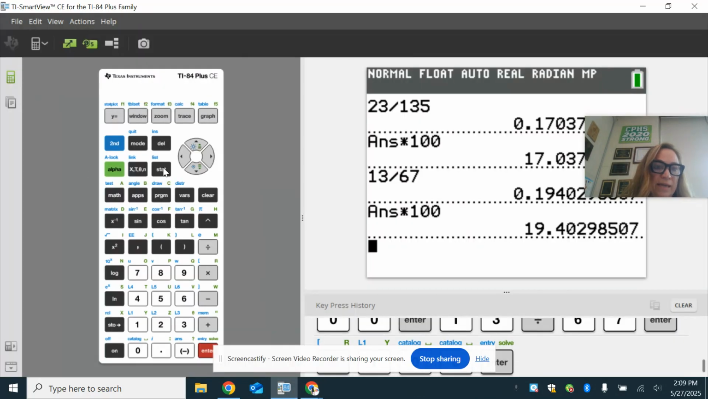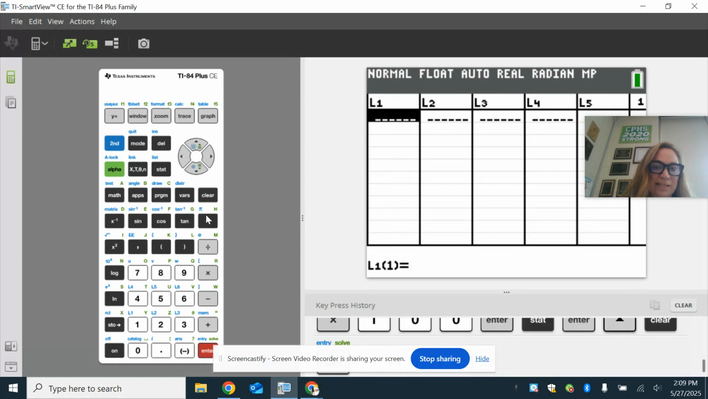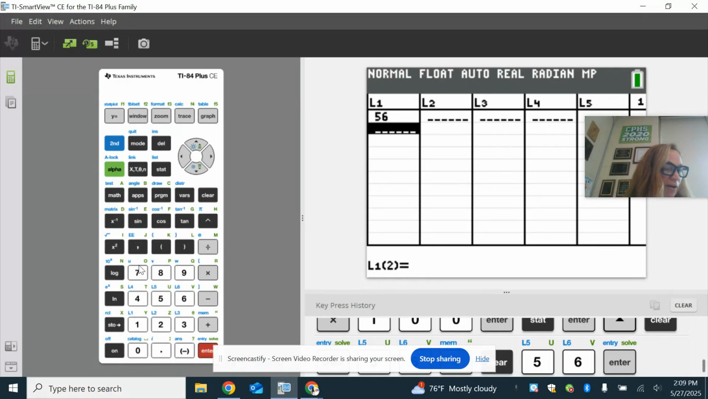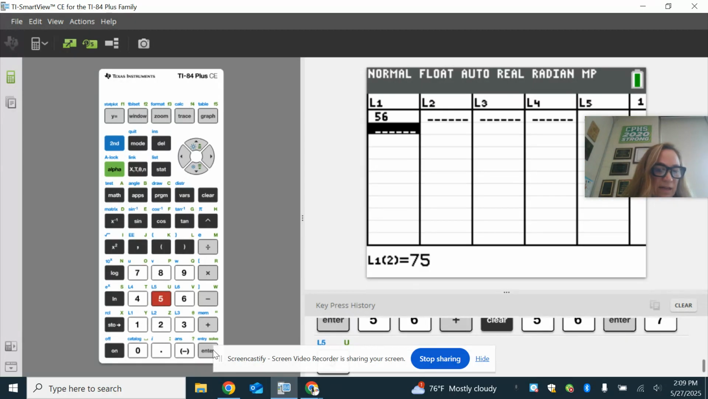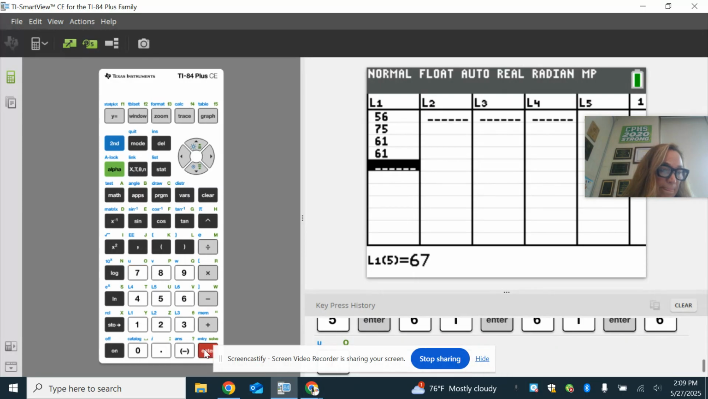Okay, so you hit stat, enter, up, clear, enter your data. So I'm going to enter 56, yeah, see, this is why it takes me so long. I'm so much better at my hand calculator. 75, 61, 61, 67, 72. I know you're all probably done entering and waiting for me.